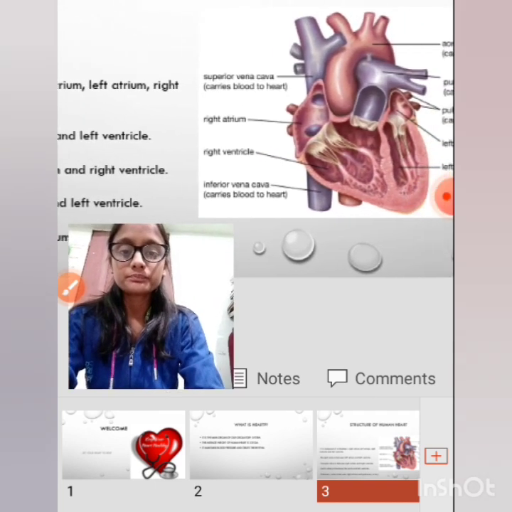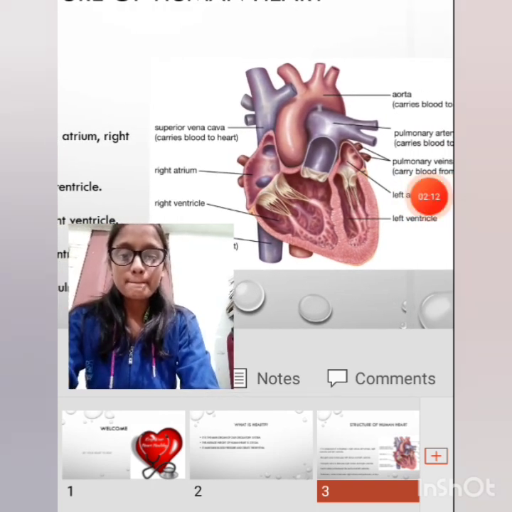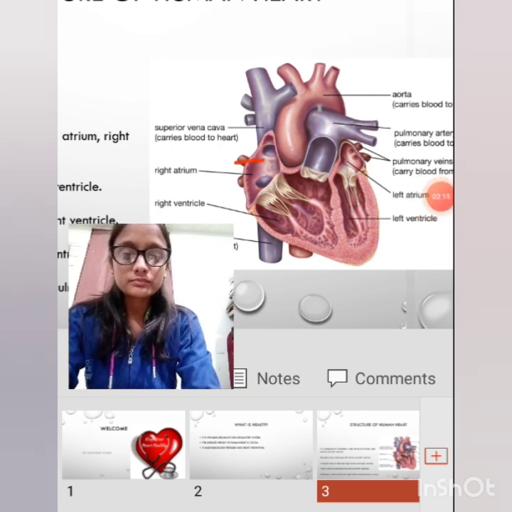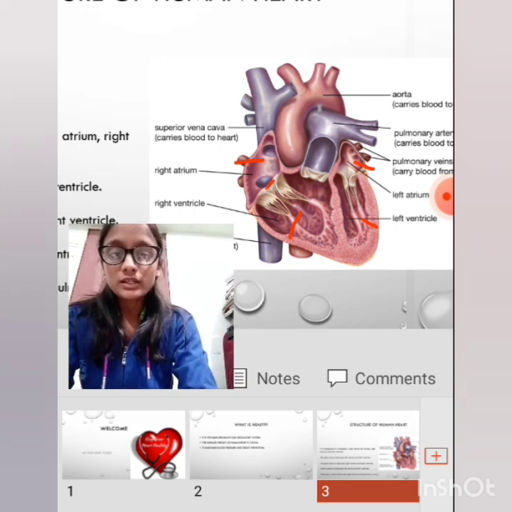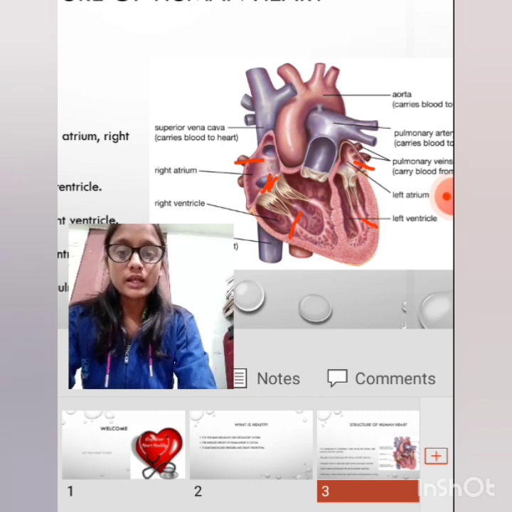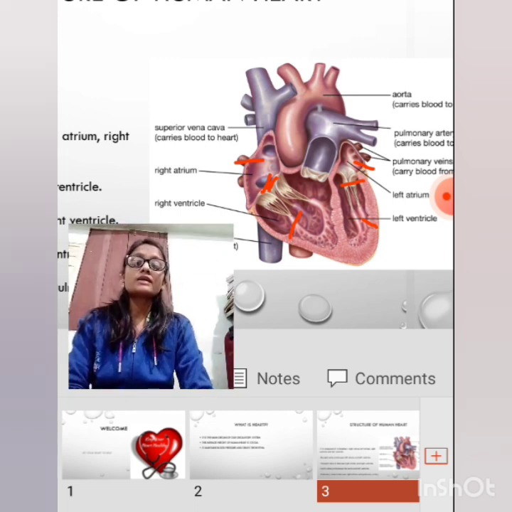You can see in the picture. This is right atrium, this is left atrium, this is right ventricle and that is left ventricle. In between right atrium and right ventricle, here is one valve that is known as tricuspid valve, and in between left atrium and left ventricle there is another valve that is bicuspid valve. Here bicuspid means two cusps, and in case of tricuspid valve there are three cusps.